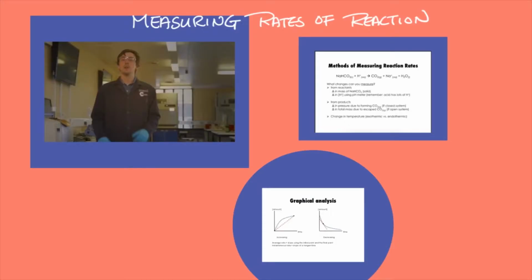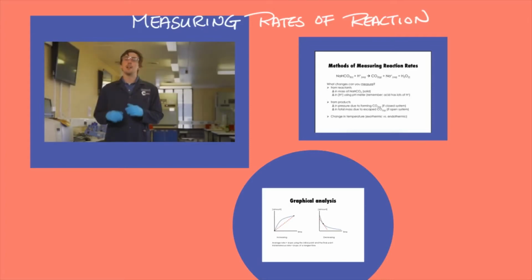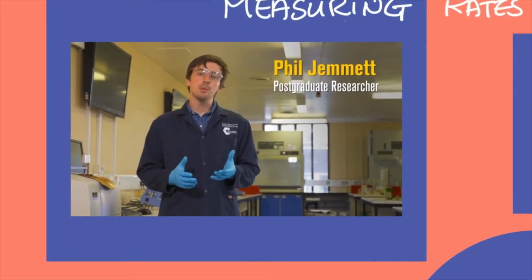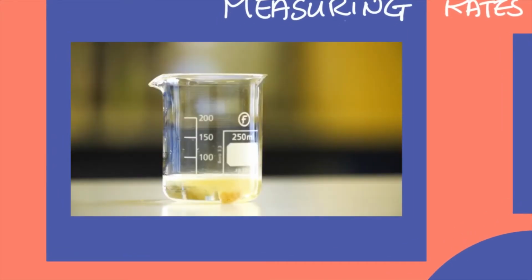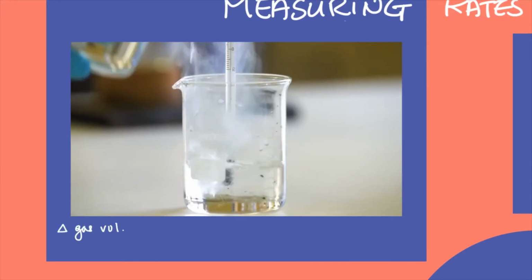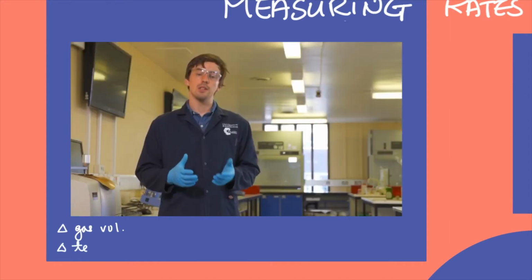In this lesson, we will study how we can monitor rates of chemical reaction. In some reactions, it's really easy to see the reaction progressing. Sometimes we can see a gas being produced. Sometimes we can see a change in temperature. And sometimes we can see a change in colour.